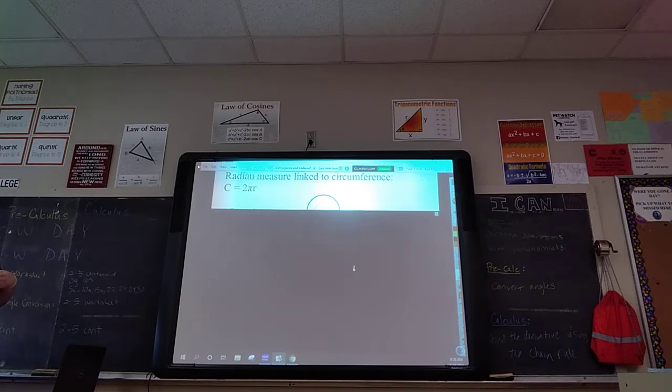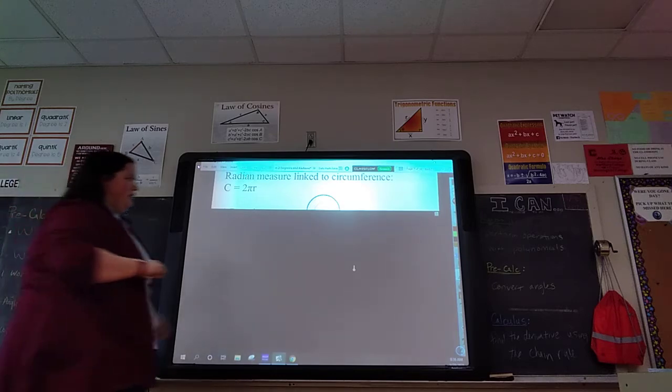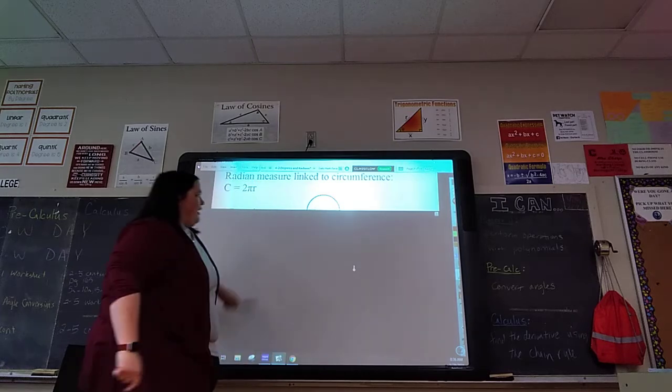Well, we now know that we've linked the radian measurement, which is the arc of the circle, compared to the radius of the circle. If we wanted to find the radian measurement for the entire trip around the circle, that would be what's outlined here in blue.